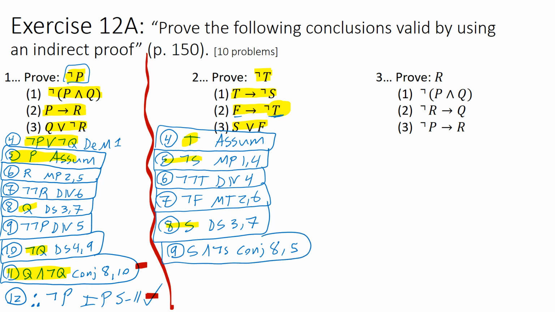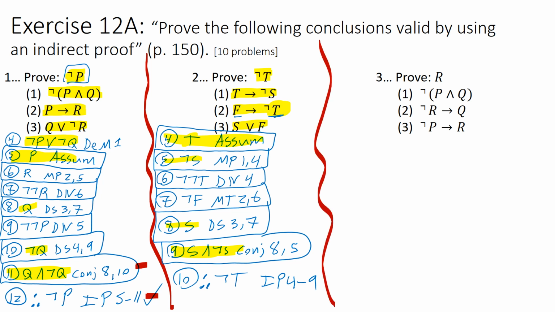And we have ended up at a contradiction, S and not S, based on an assumption of T. So outside of quarantine for line 10, we can therefore deny that assumption, not T, indirect proof, lines 4 through 9. For number 3, we want to prove R.